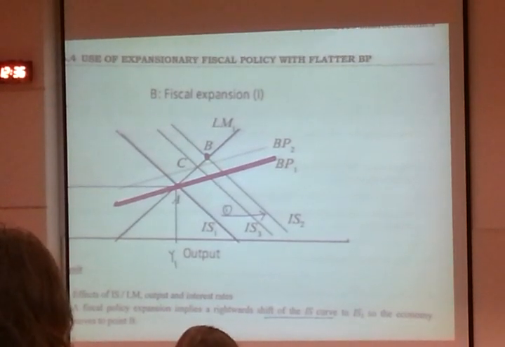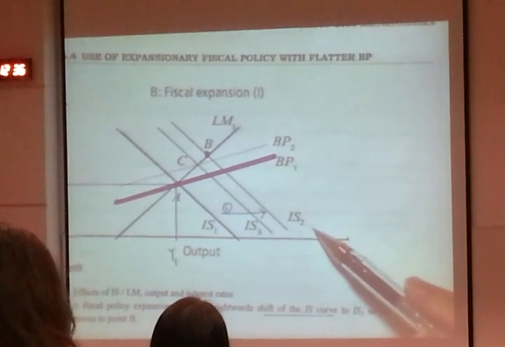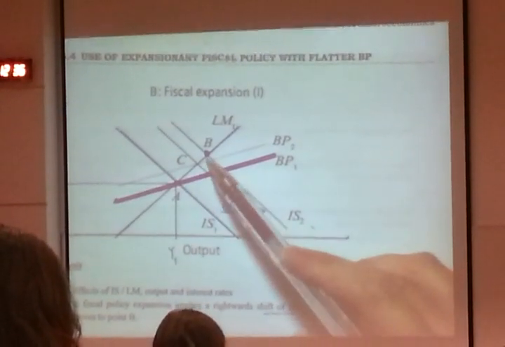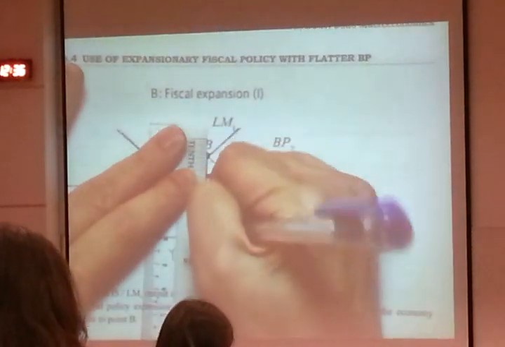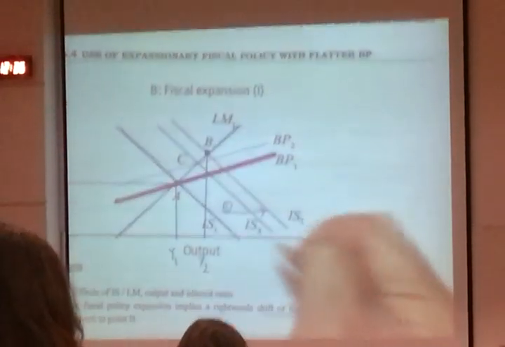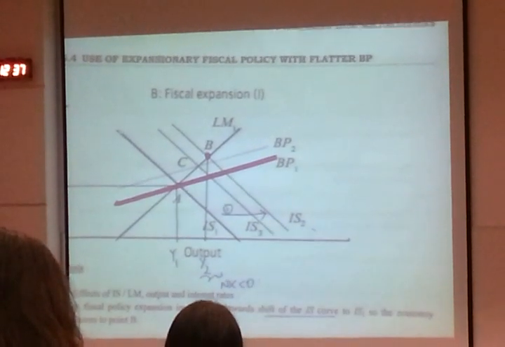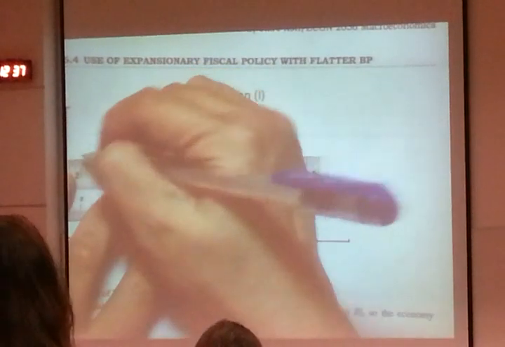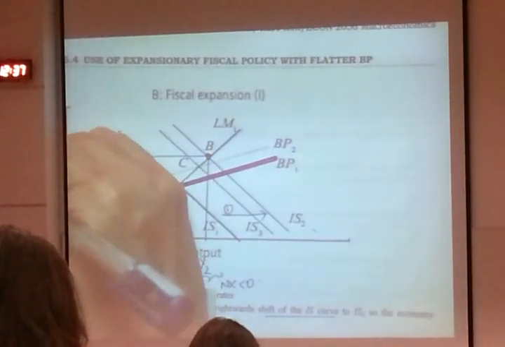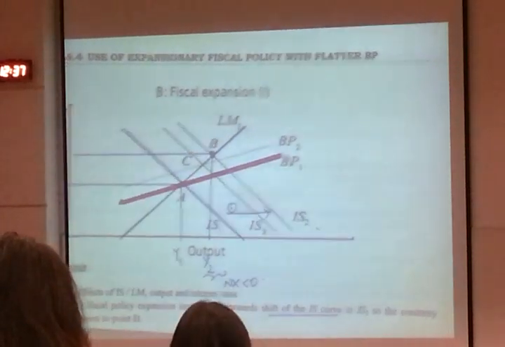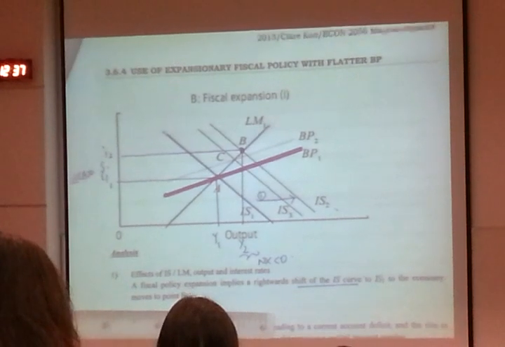So if you are doing from scratch, shift IS all the way to IS2, that's a fiscal expansion, and equilibrium is at point B. Okay, then bring down the income. So you know in this case, NX is negative. Okay, then at point B, bring up the interest rate, I2, and you know there is a net capital inflow. But now you can see the trickiness of the analysis.